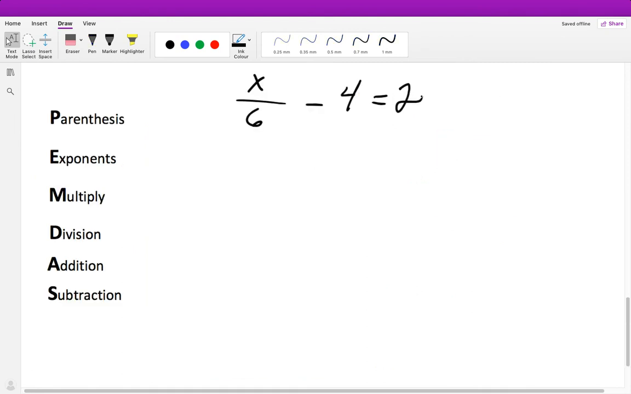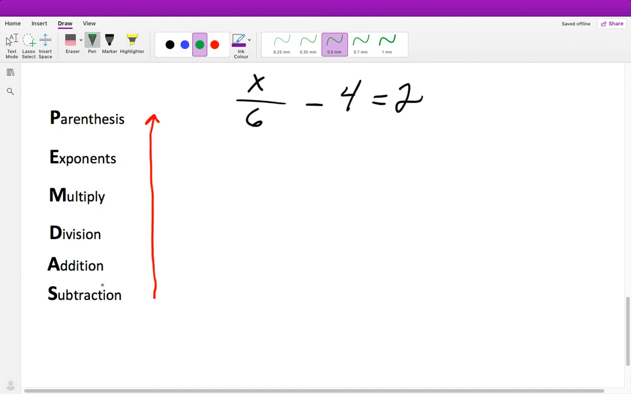All right. So if we have this problem here, x over 6 minus 4 is equal to 2. Well, I can look and see there are multiple things being done to my variable here. I'm dividing and I'm also subtracting. So that means it's not a one-step equation, but a multi-step equation. Remember, when we're doing this, we start from our bottom and work our way up, because what we would have done last, if this was an expression, is what we need to do first if we're solving.